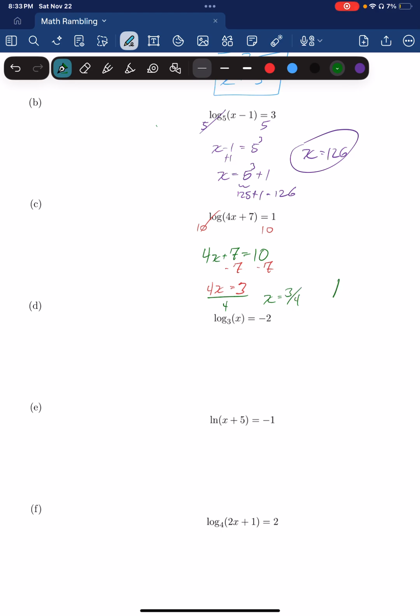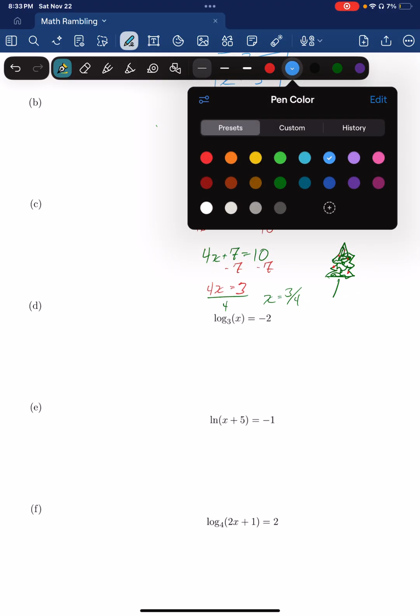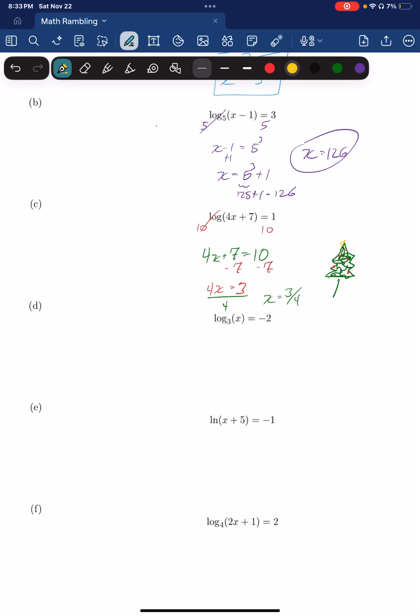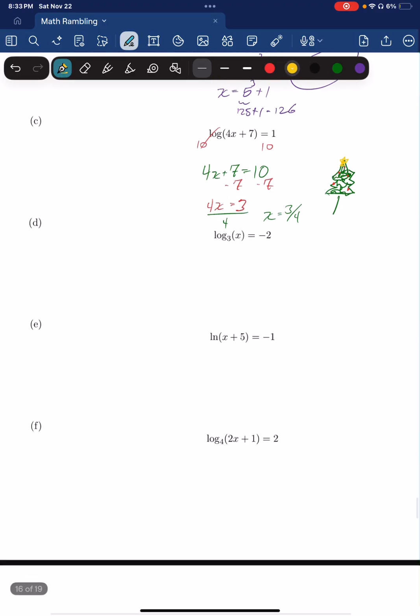And let's even draw a little Christmas tree. Oh, that's definitely not my best Christmas tree, but it's not bad. Ooh, it needs a star though, don't you think? Okay, that was my worst star, actually. Anyways, let's continue on doing our thing.